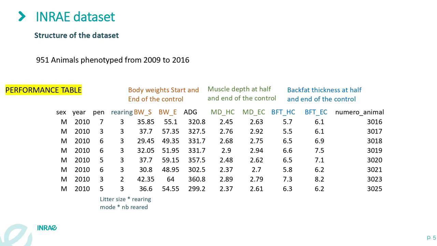So these are the data. You should receive the two files, I think. One has the performances. So you have one individual per row, you have 951 animals that have been phenotyped from 2009 to 2016. So you have fixed effects, so the first column. So the sex is males, but you only have males, so it's no matter.